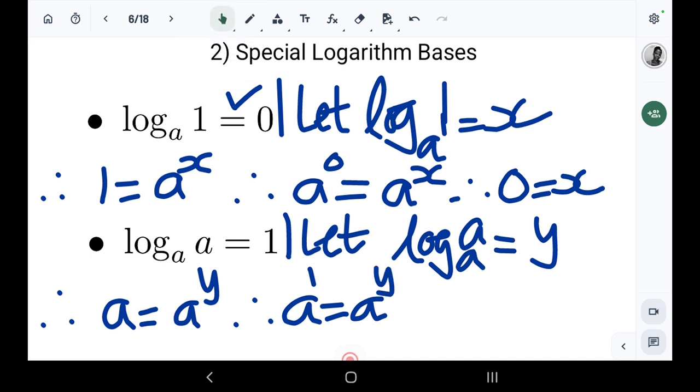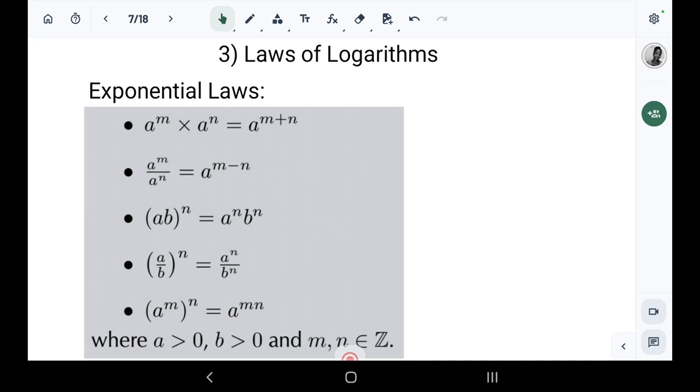Now, we've got powers of the same base equal. Then all you do is just equate the exponents. Therefore, 1 equals y, meaning that checks out. Yes, we've proven that the special logarithm bases are real. Now, let's move on to laws of logarithms.